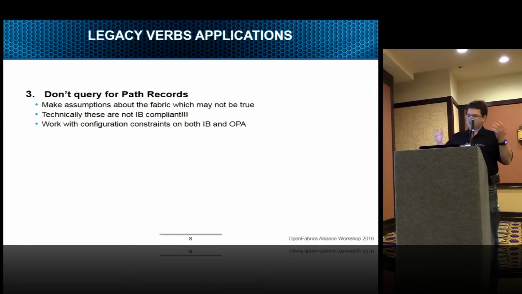And then our favorite, those that just don't query for path records at all. They make assumptions about the fabric, what SLs, what VLs are valid, what MTUs will be valid on a path. Technically, these are not even InfiniBand compliant, as we all know. I don't even know how they would work with RoCE. RoCE needs RDMA CM or something else to sort of do that address resolution. These still work with Omni-Path architecture with those same limitations that they do on InfiniBand. So if you've hard-coded your SL or your MTU in your MPI app, well, it still works with Omni-Path architecture.